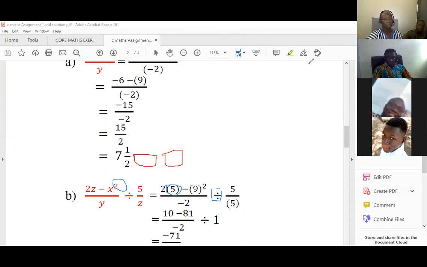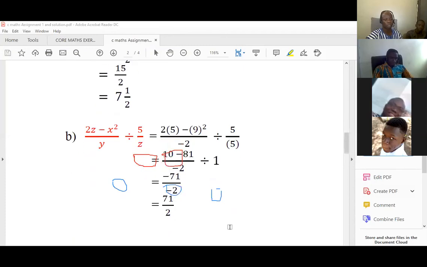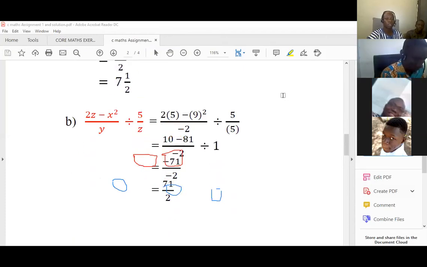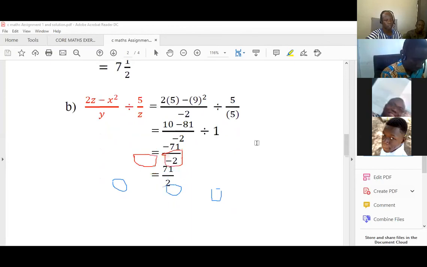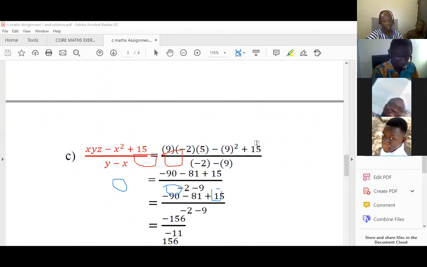So moving on, we have 10 minus 81 divided by negative 2 will now give us negative 71. That is 10 minus 81. Negative 71 divided by the negative 2, and that gives you 71 over 2. That is our solution to the second part of the question. We go to the third part. When I finish, if there is any problem, you can alert me. We go to the next part, and the next part, the same substitution.